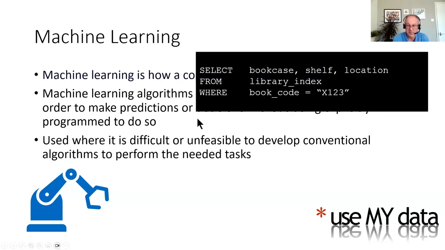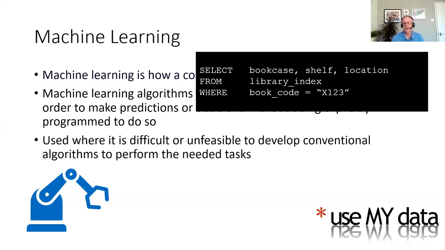So let me give you an example. When I was growing up in the IT world, this is an algorithm. And this is a particular query language, which most databases for the past 30, 40 years have used, called SQL, structured query language. And there are variants of it and there are various other things, but essentially it demonstrates what a computer needs to be told by way of an algorithm. This is an algorithm to go and do something. And what this is saying with my library analogy is, okay, I want you to look in the library index, that's where you're going to get things from, and I want you to find the bookcase, the shelf and location, where the book code is X123. And that is an algorithm.